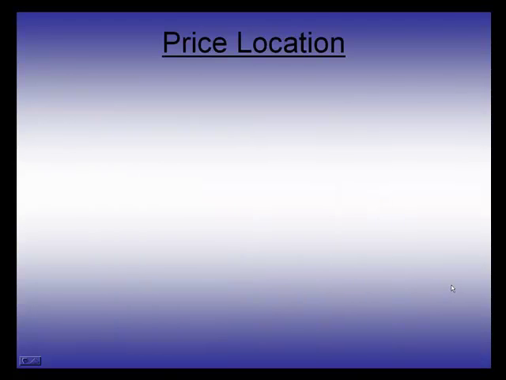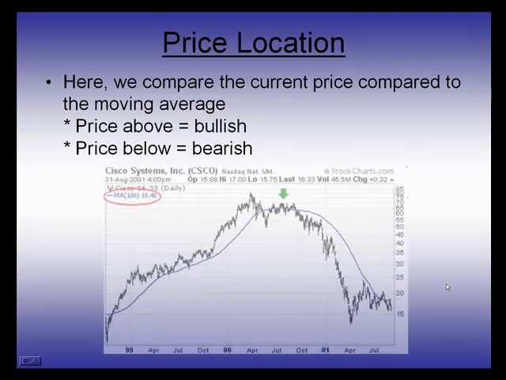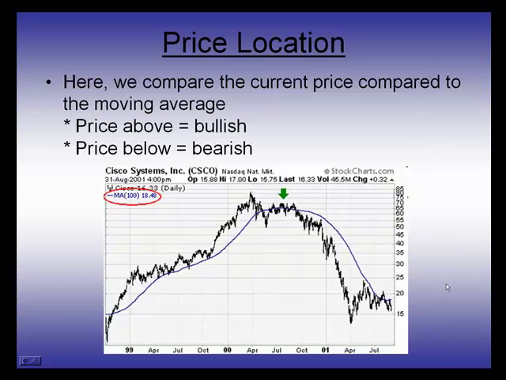Now the second way is price location. Here we're looking at where the price of the stock is compared to the moving average on the chart. If the bar, because we use candlesticks, is above the moving average, that's considered bullish, and if it's below the moving average, that is considered bearish. And we get buy and sell signals when the price crosses above and below that moving average. Again, you have to test out the moving average with the stock.